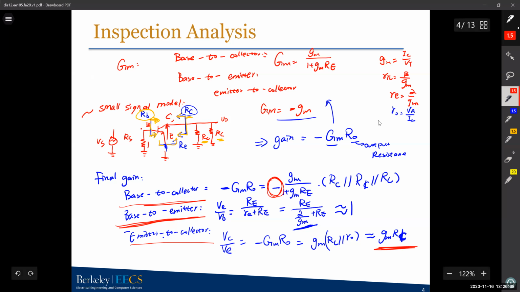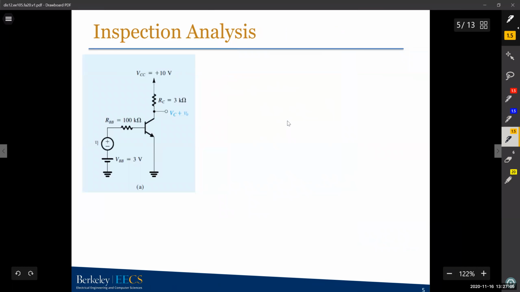So you just need to know collector to emitter is positive gain, base to collector is negative gain, and base to emitter is 1. So just remember it. This is how we do the inspection analysis. And we'll do one example here. So this is the example. Yeah, it's a simple single transistor circuit.